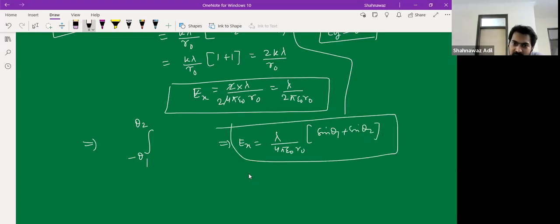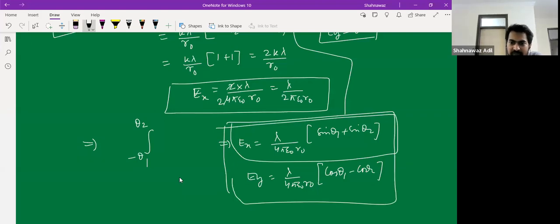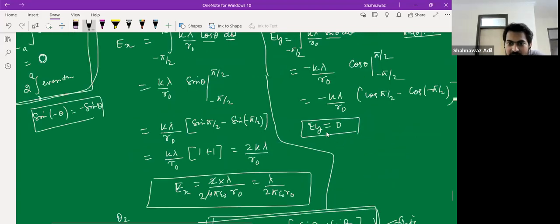And for the Ey part, you will see that this is lambda by 4 pi epsilon naught r naught, and this is cos theta 1 minus cos theta 2. So this you will see in the next class. This is for the finite wire. You see that this is the Y component of the electric field. So when you have this finite wire, then you have some value of Ey. But when you have an infinite wire, then this magnitude is 0.